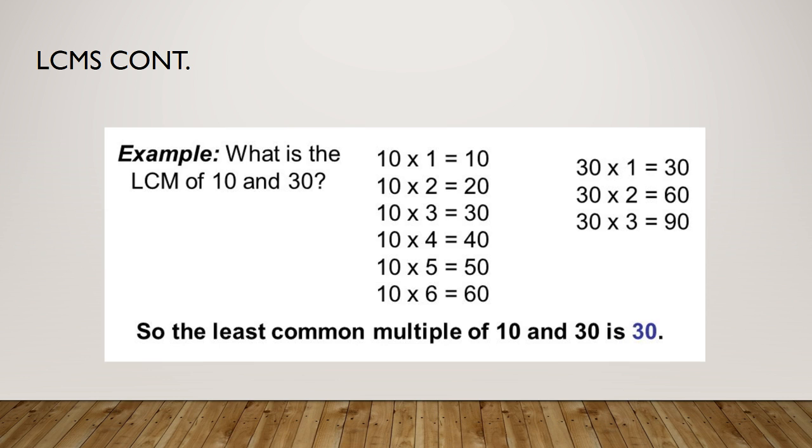A very easy way to do this, if they're small numbers, is to just list out all the multiples of each, and the first number that shows on both is the least common multiple. So 30 shows up on both. However, if you get into really, really big numbers and more odd numbers like 773 or something like that, it wouldn't be that easy to just list out all these multiples.